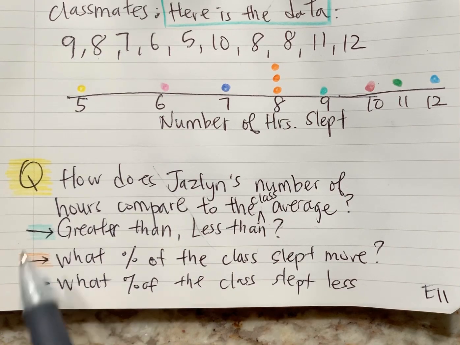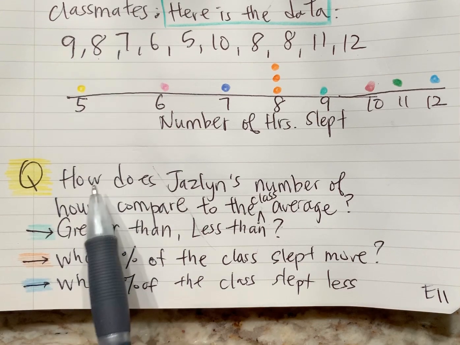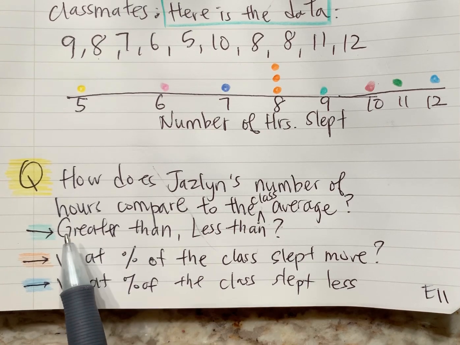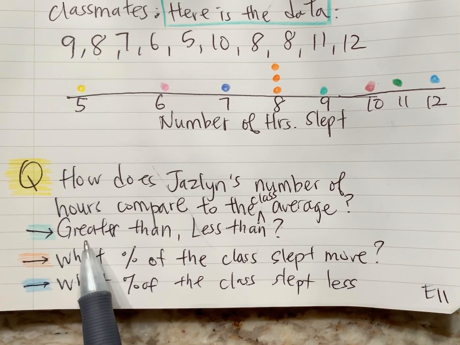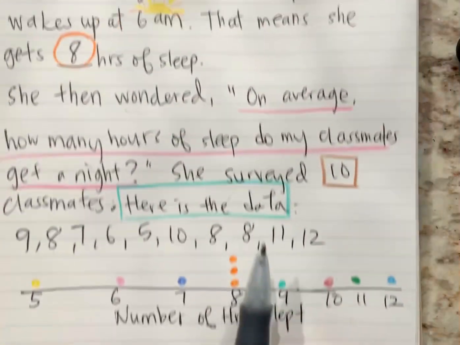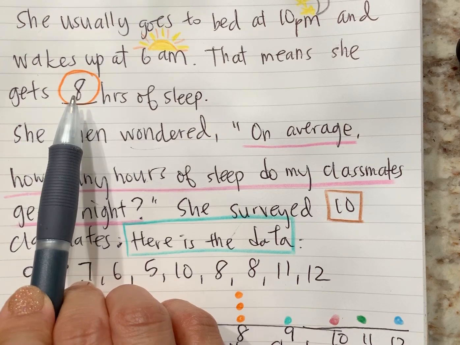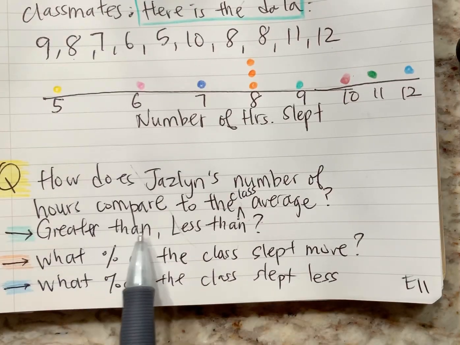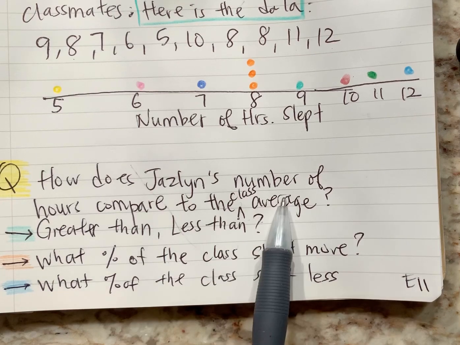And these 3 arrows represent the 3 things that you're going to consider when you're answering this main question. So sub-question number 1 was Jaslyn's number of hours, which was, do you guys remember? It was 8 hours. So was Jaslyn's number of hours, which was 8, greater than or less than the class average? So that's one thing that I'd like for you to look at.